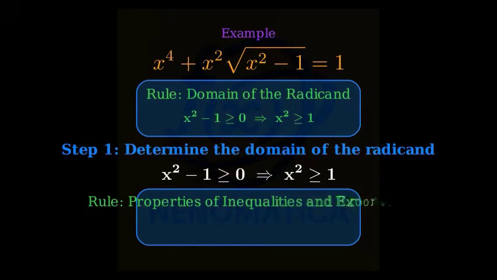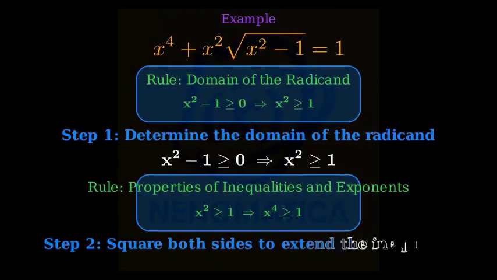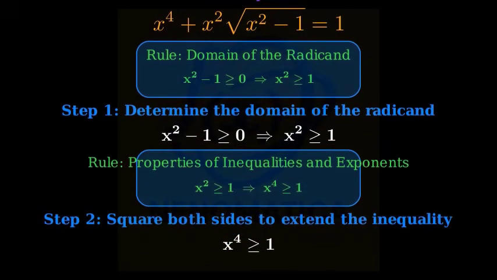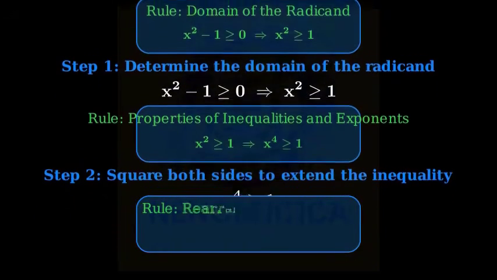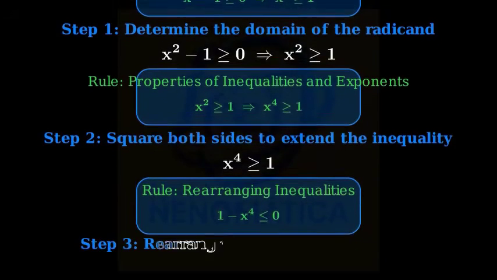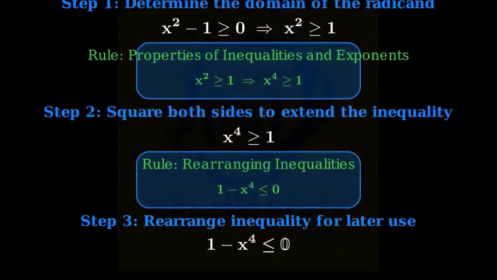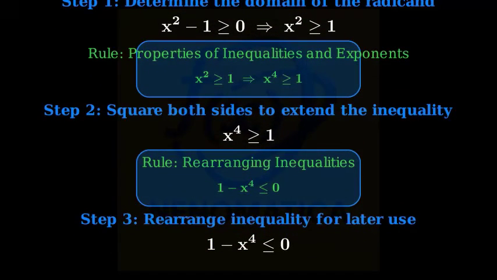Step 2. Square both sides to extend the inequality safely because both sides are non-negative. From x squared greater than or equal to 1, we obtain x to the fourth greater than or equal to 1. Step 3. Rearrange the inequality for later sign analysis. From x to the fourth greater than or equal to 1, we have 1 minus x to the fourth less than or equal to 0.